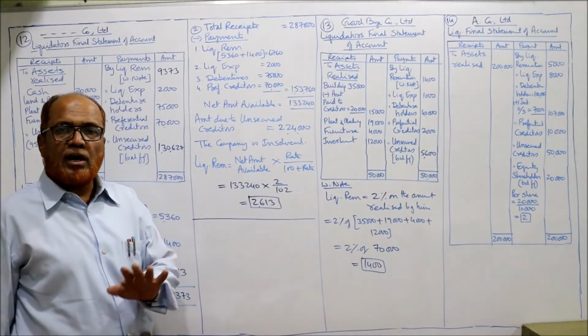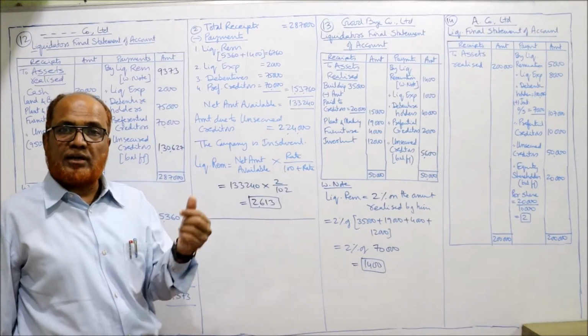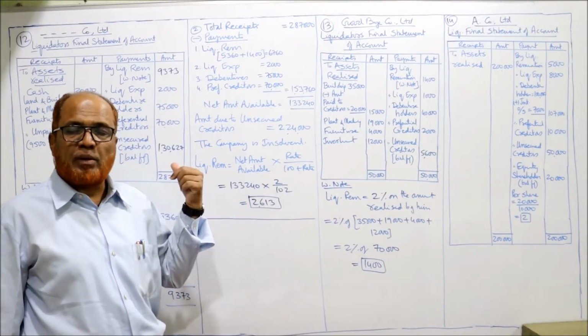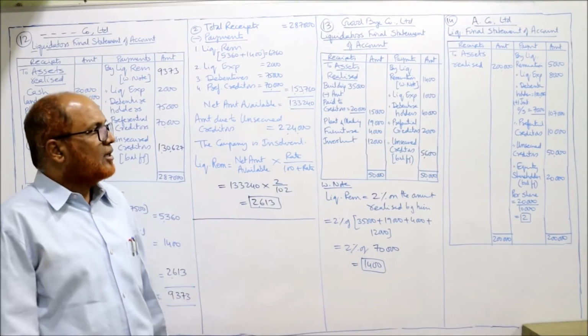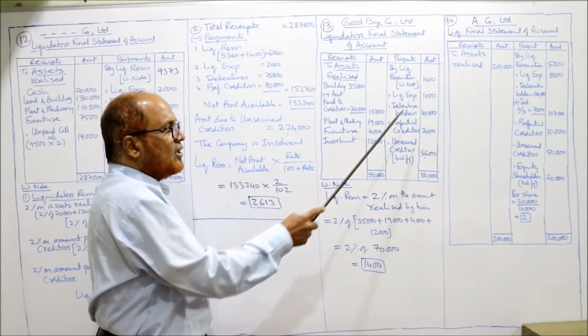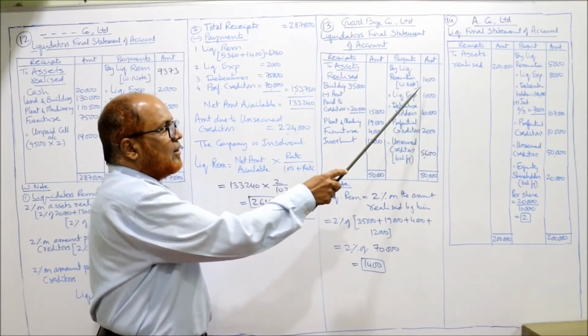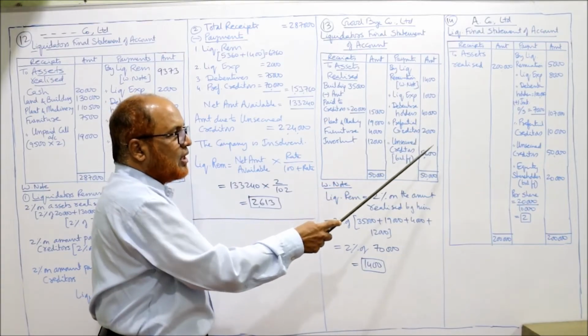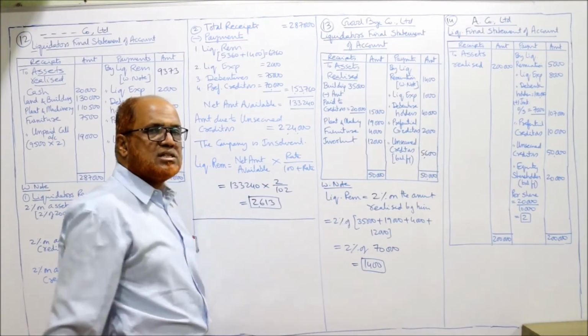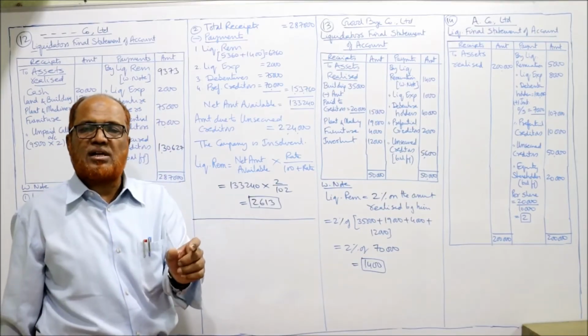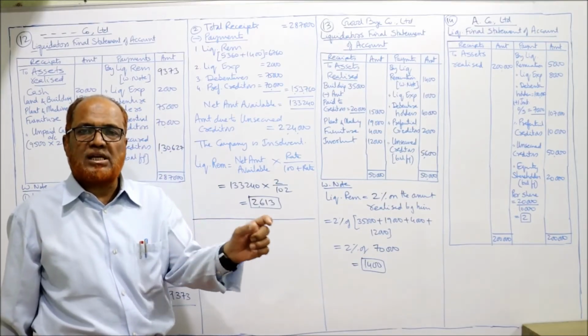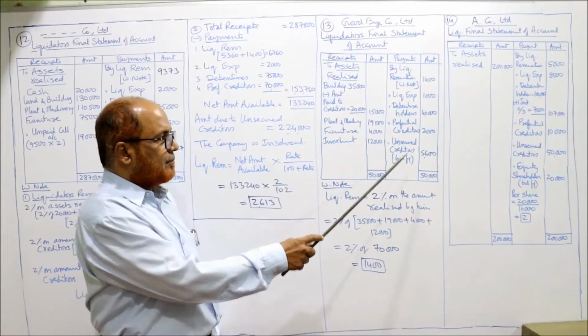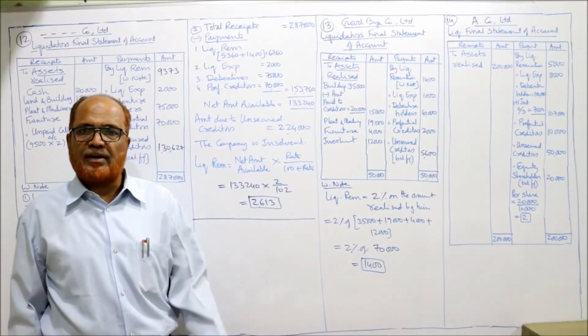Right? No commission on amount paid to unsecured creditor in this problem. Previous problem it was there. Here it is not there. So after taking 1400, you subtract from 50,000 minus 1400 minus 1000 minus 40,000 minus 2000. So remaining balance 5600. This 5600 will be paid to unsecured creditor. Balancing figure. That's it.